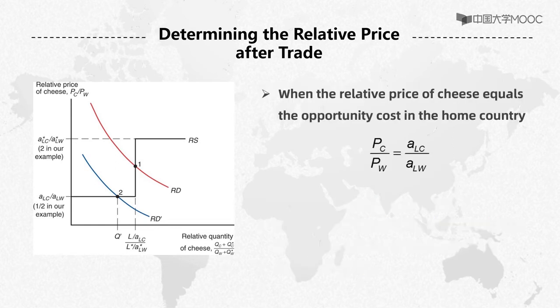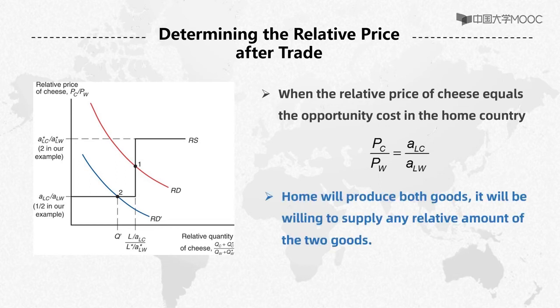When the world relative price PC over PW is exactly aLC over aLW, it means that wage in the cheese sector equals that in the wine sector in home. So home will produce both goods. It will be willing to supply any relative amount of the two goods, producing a flat section of the supply curve.